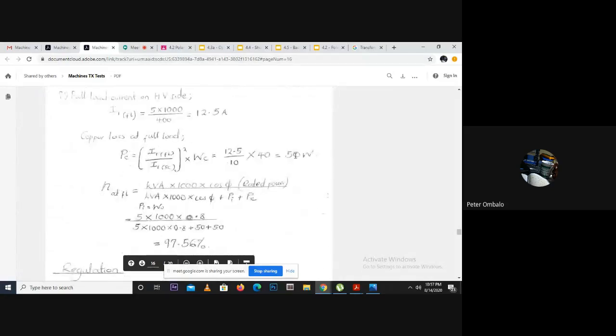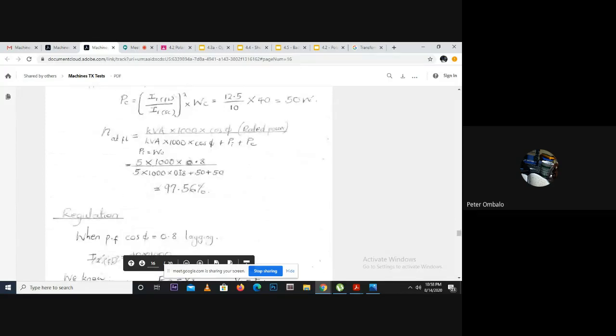So once you obtain that, Pi will always remain the same. It never changes because the core losses never change. The copper losses will change depending on the amount of current that is flowing on the windings, but the iron losses will always remain the same, provided the transformer is operating. So Pi will directly be what is read during the open circuit test. So since we have all these, we can plug them in and get the efficiency of the transformer to be 97.56.